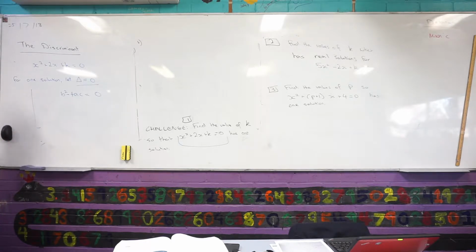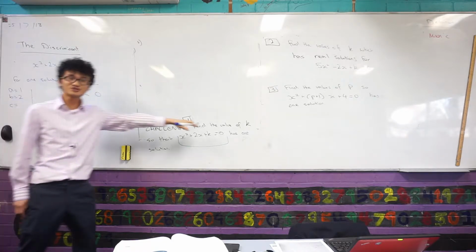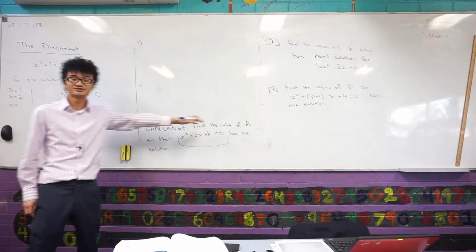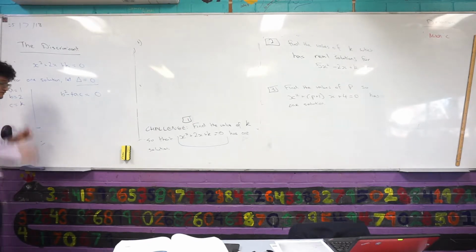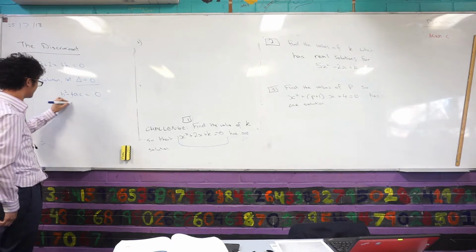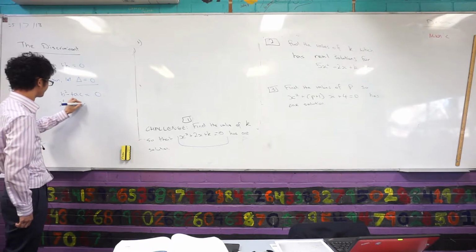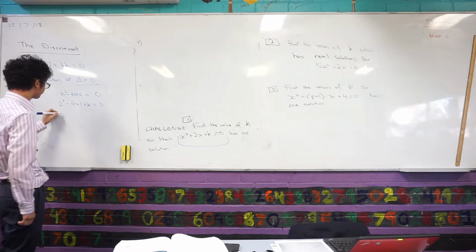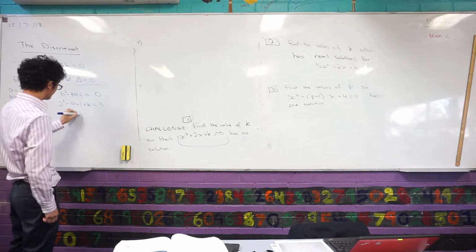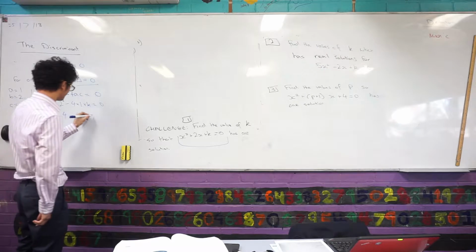Again, just to make it really clear here, I'm going to write out my values. a equals 1, b equals 2. What's c equal to? k, right? Remember, algebra is just using letters to replace numbers. k is also a number. I don't know what it is yet, but I'm going to find it. And then I can just substitute that in. b squared is 2 squared minus 4 times 1 times k equals 0. That's just 4 minus 4k, because 4 times 1 is just 4.